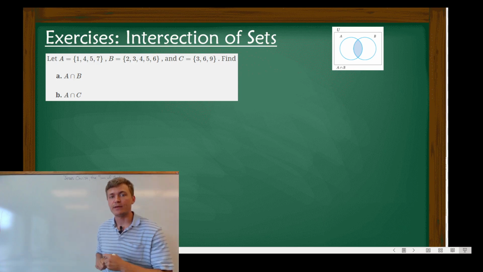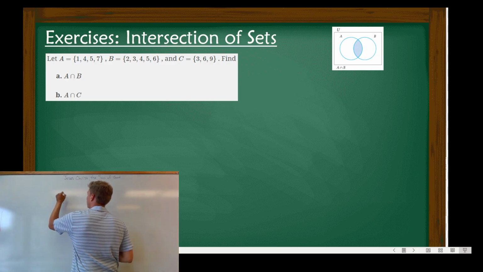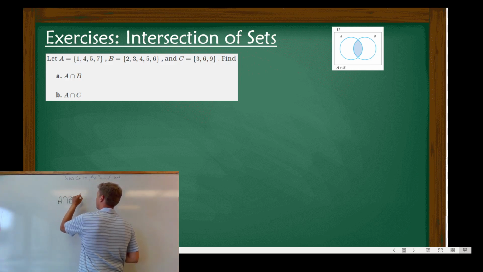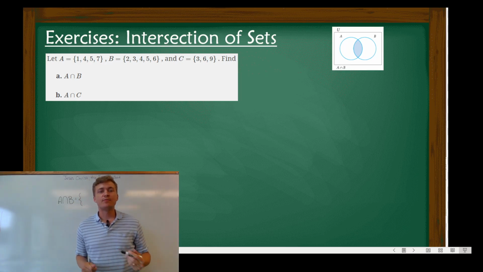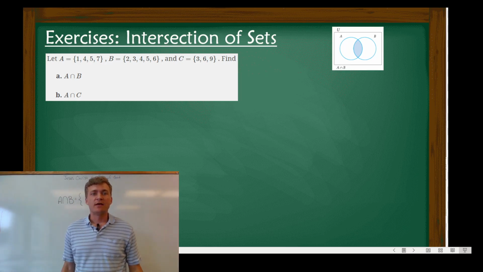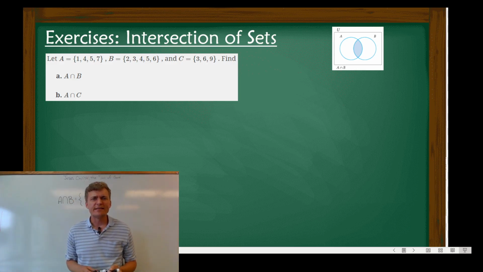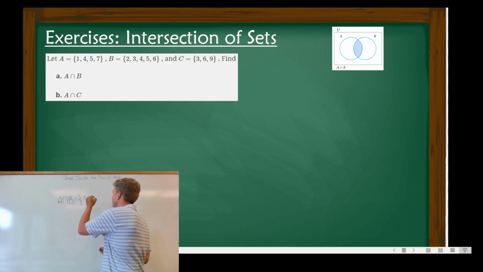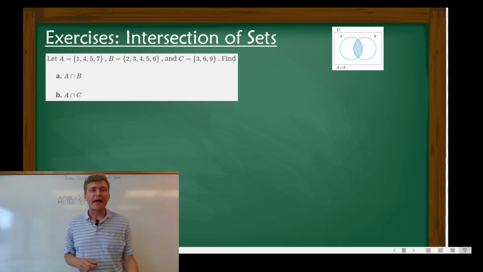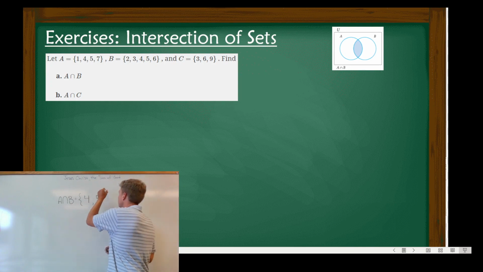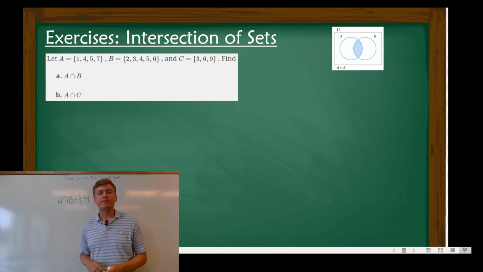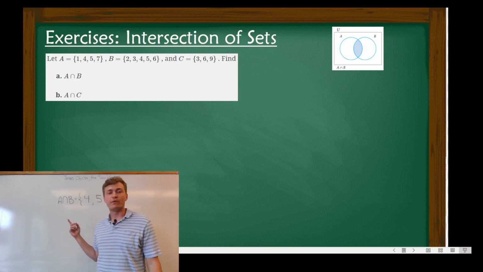Let's start with A intersect B. Can we find some numbers in both of the sets? A contains 1, B does not. A contains 4, so does B. A contains 5, so does B. A contains 7, B does not. And we're done. A intersect B is the set of two elements, 4 and 5.